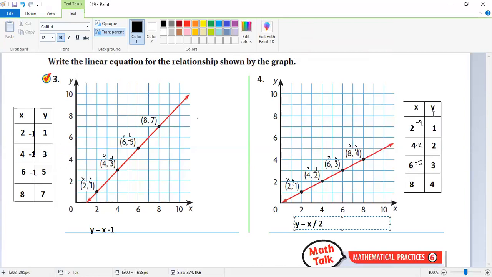So y is x divided by 2. Here also 4 divided by 2. So x divided by 2 is the equation for question number 4. Y is equal to x divided by 2. Now rather than writing this, you can also write it as a fraction. Y is equal to x over 2. You can also write this. That's also going to be right.